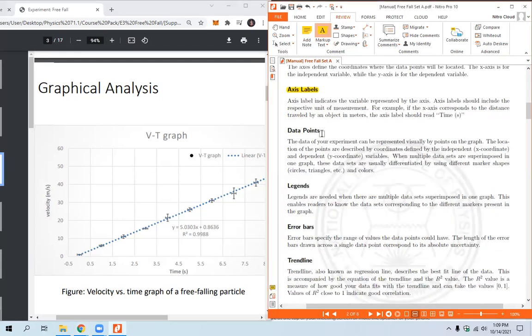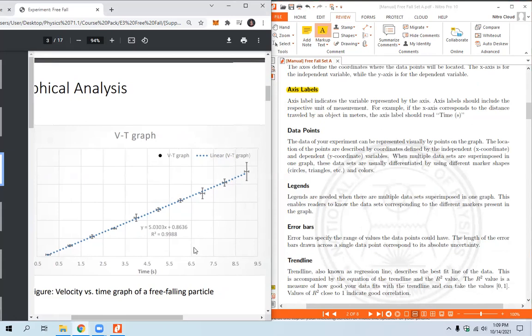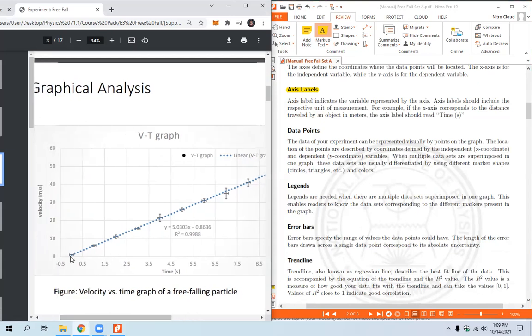So next, we have our data points. These are basically how you represent your data in graphical form. So yung values ng data points nyo have a corresponding x and y coordinate that you can use to plot. So when multiple data sets are superimposed, which means more than one data set is represented in the same graph, the data sets are usually differentiated by using different marker shapes and colors.